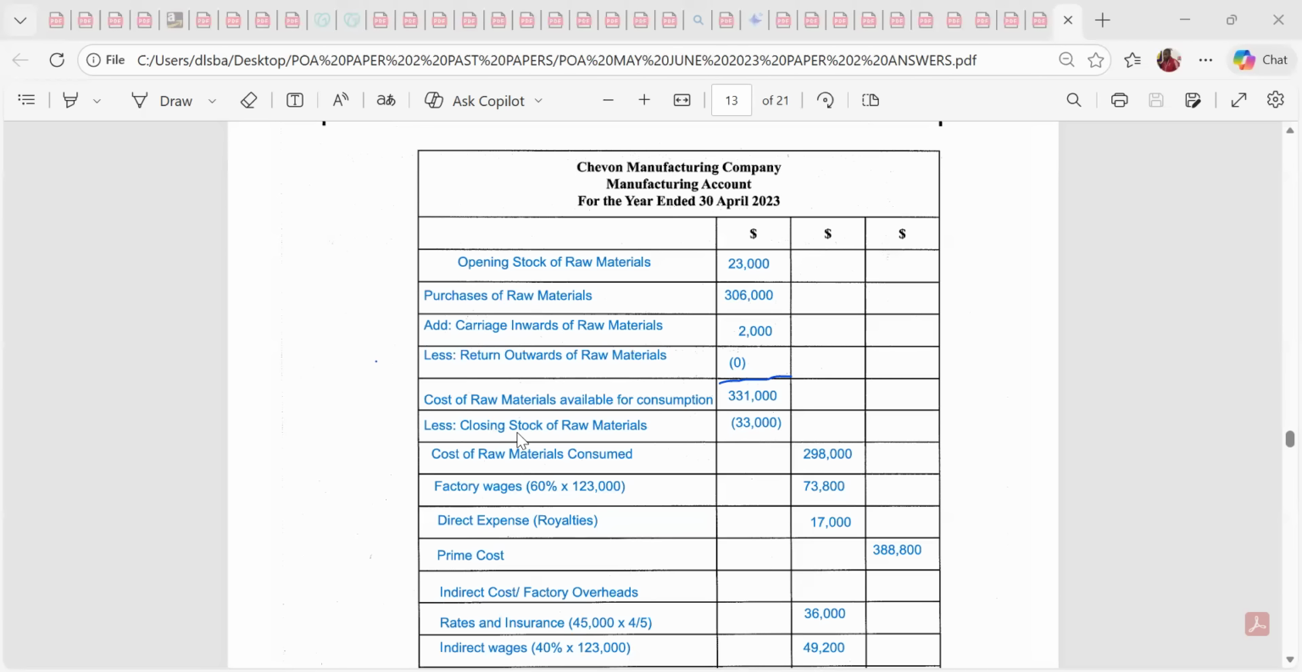Your direct material is calculated just like your cost of goods sold. Cost of goods sold is opening stock, add purchases, add carriage inwards, less returns outwards, less closing stock. It's the same thing, just that you use your raw material information. So instead of opening stock, it's opening stock of raw materials. Instead of purchases, it's purchases of raw materials. Add carriage inwards on raw materials, less returns outwards on raw materials, less closing stock of raw materials. You do that, and that will give you the cost of raw materials used. That is your direct materials. After that, you just have to add direct labor and direct expenses.